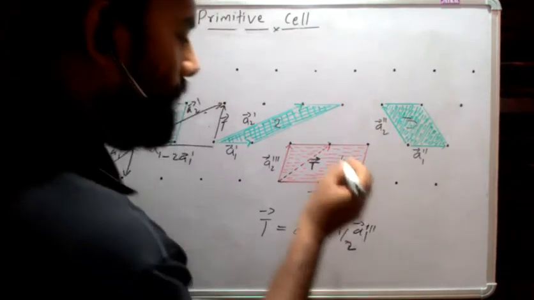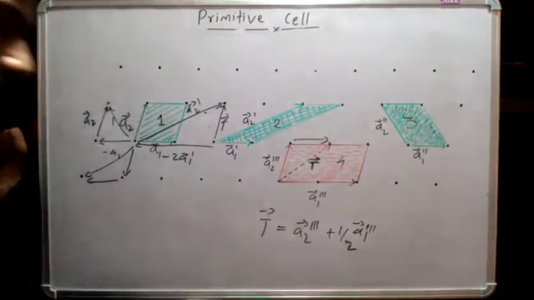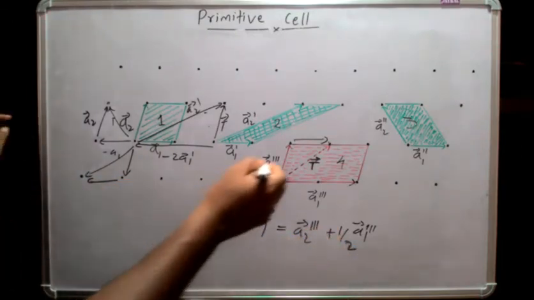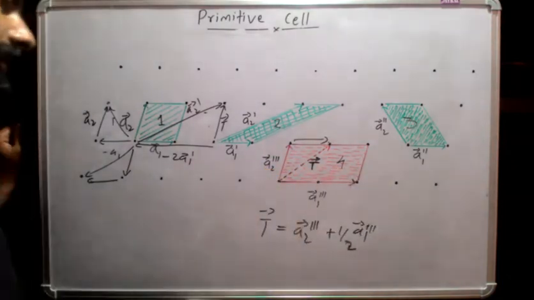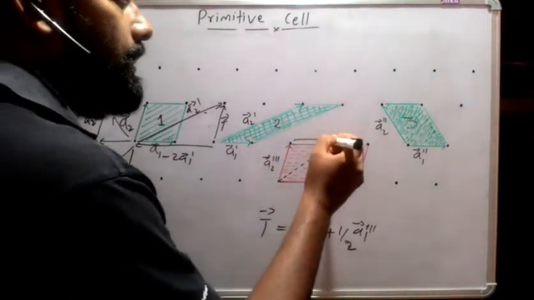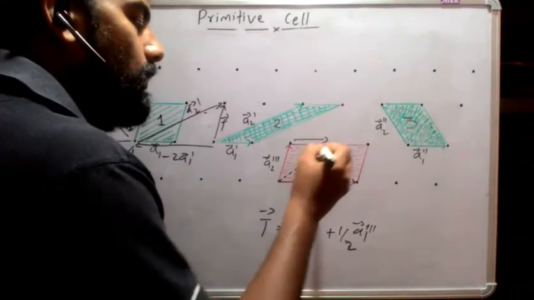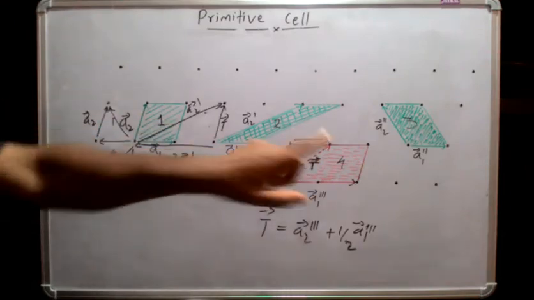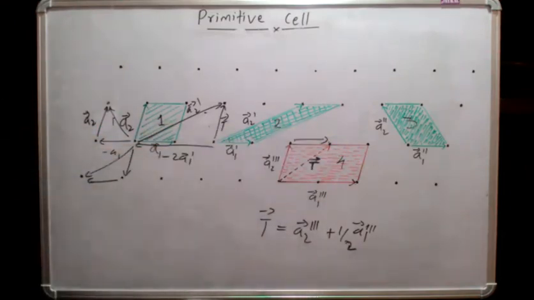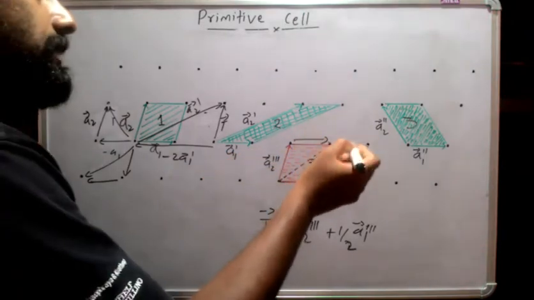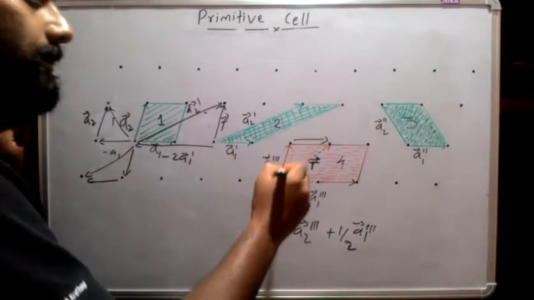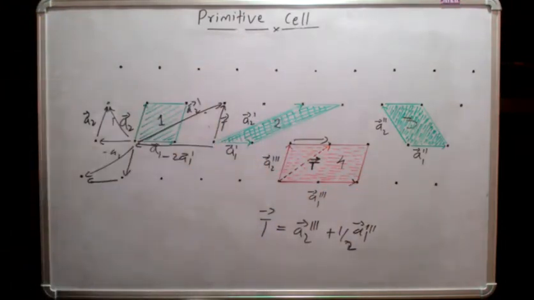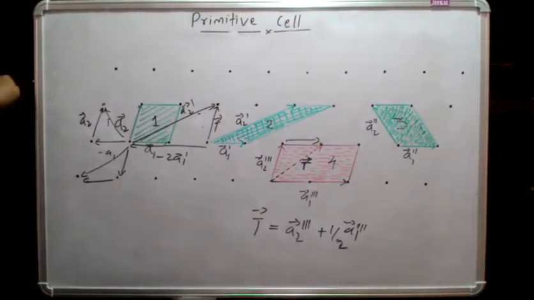This is half of A1 triple dash. So this is not an integral combination of A1 triple dash and A2 triple dash. So by using these translation vectors, I cannot connect two lattice points with a translation vector. So in this figure, this parallelogram, I cannot choose as the primitive cell, and these translation vectors A1 triple dash and A2 triple dash I cannot choose as primitive translation vectors.